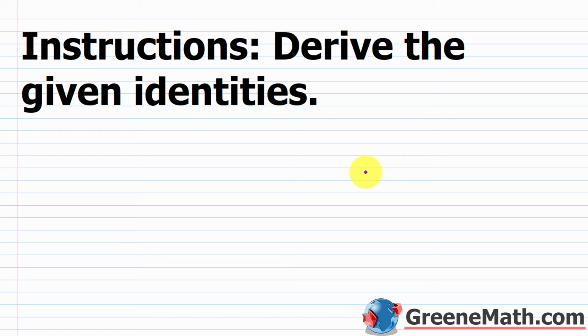All right, let's take a look at our practice test. For the instructions, we're asked to derive the given identities. For the first problem, we have cosine of 2a. So here's where we're going to go back to the little handout.